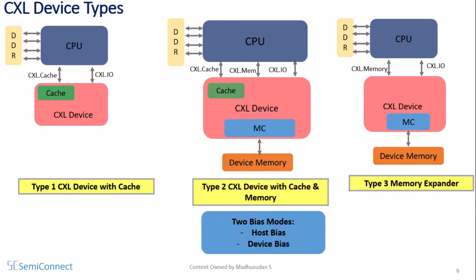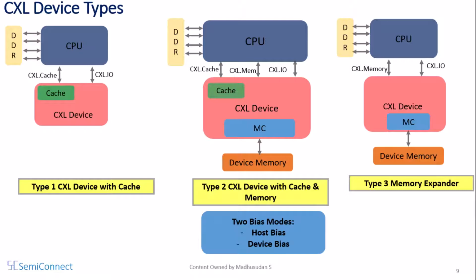Whereas in the device bias, the device can freely access the device memory without, let's say, consulting the host, and the host will not even be aware that it is accessing the device memory. So these are the two bias mechanisms. Bias is defined at the page level, 4 kilobytes, in CXL.